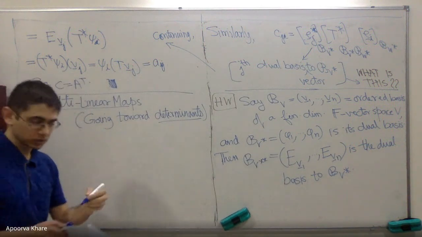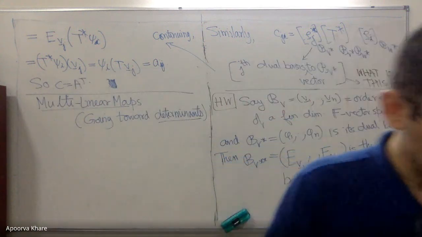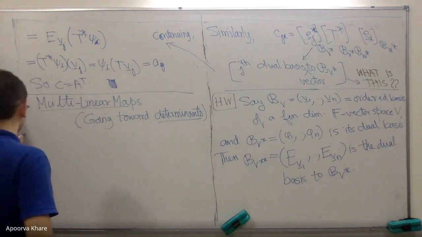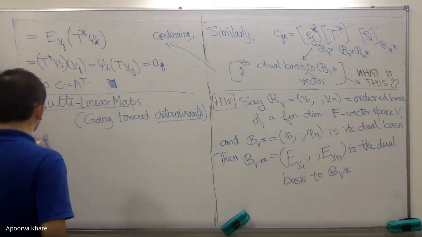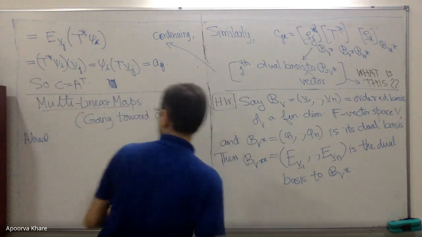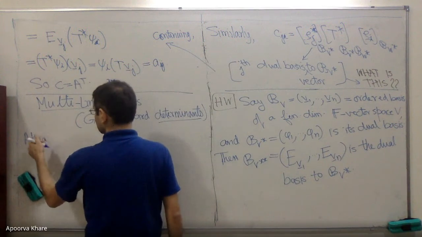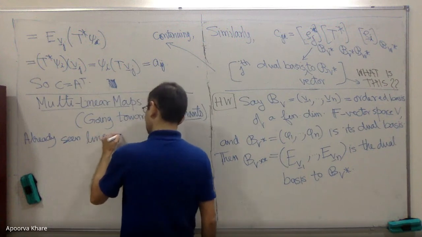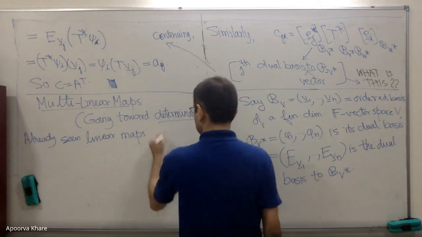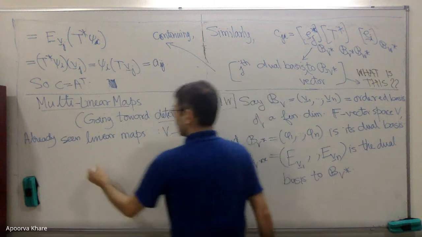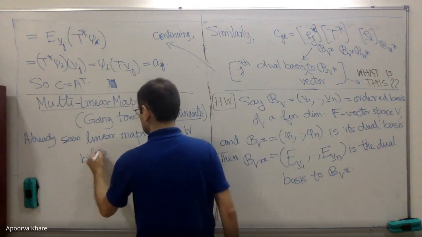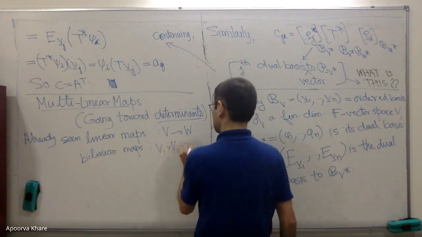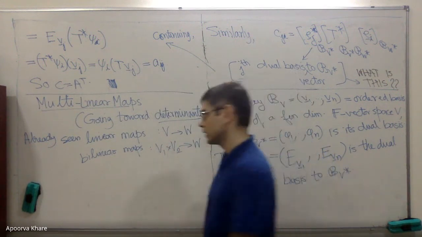The aim is to go towards determinants, and on Thursday we will. Okay, let's see. As I said, we've already seen linear maps from V to W, and bilinear maps. Now we shall define multilinear maps.